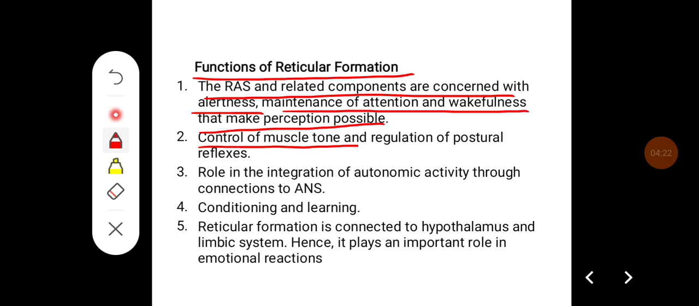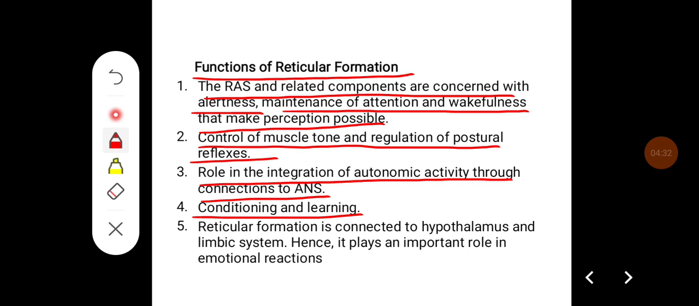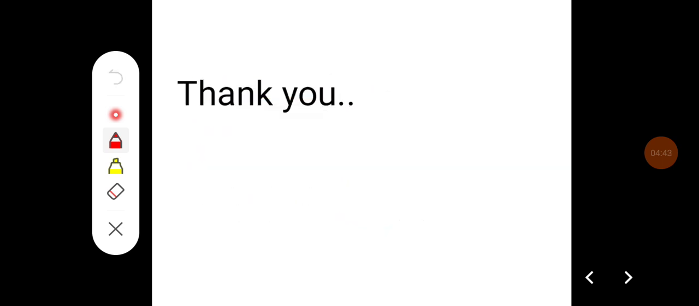Second, control of muscle tone and regulation of postural reflexes. Third, role in the integration of autonomic activity through connection to autonomic nervous system. Fourth is conditioning and learning. Fifth, reticular formation is connected to hypothalamus and limbic system. Hence, it plays an important role in emotional reactions. This is in brief about reticular formation.